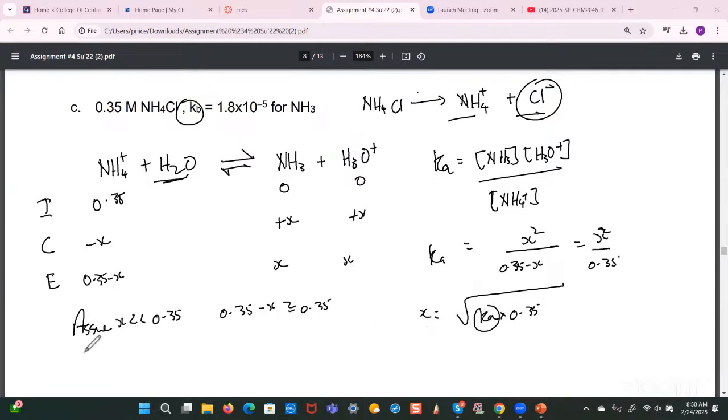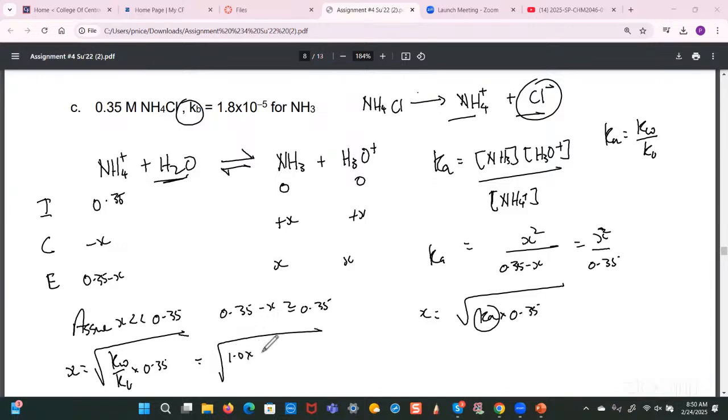So how would you find the Ka? Ka will be equal to Kw over Kb, yeah. So we're going to put Kw over Kb, multiplied by 0.35, and then we put in the numbers. Kw again is 1.0 times 10 to the minus 14, divided by Kb, which is 1.8 times 10 to the minus 5, times 0.35.